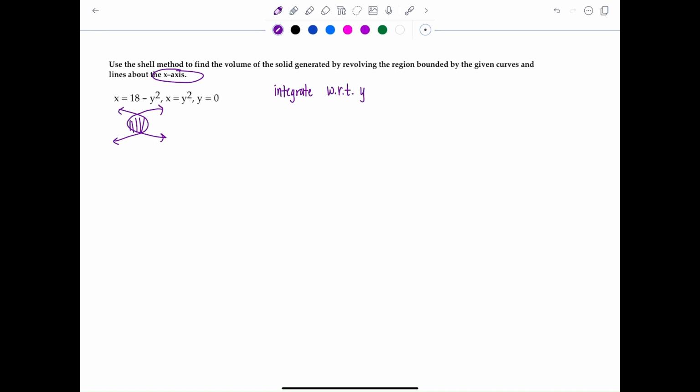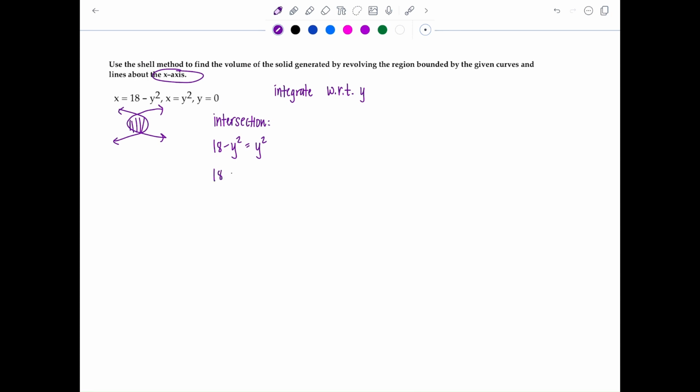Okay, so first things first, we have to find the intersection of these two curves. That's crucial. Otherwise, you can't draw an appropriate graph and you wouldn't know what the limits of integration are. Don't just make a table. You'll sometimes waste precious time and you may not find the point of intersection, especially if it's a fraction or an irrational number. So that's just silly.